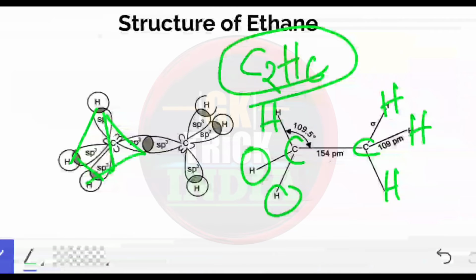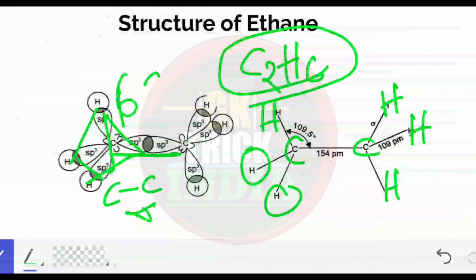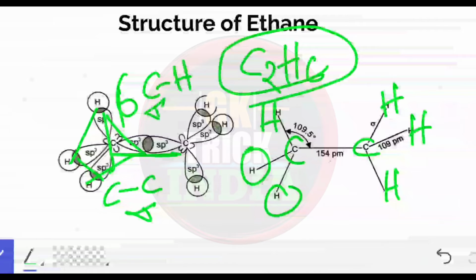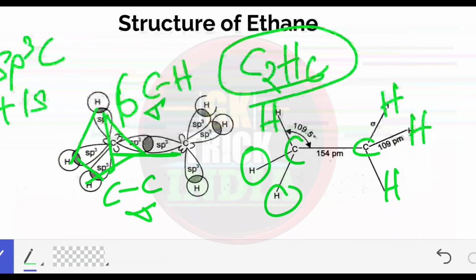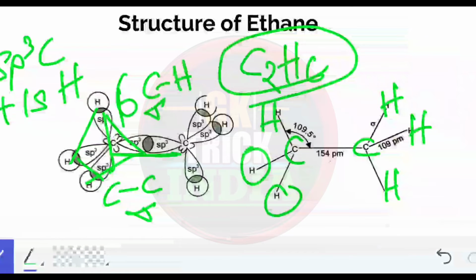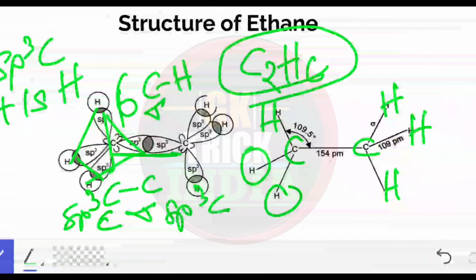An interesting fact here is that the carbon and the carbon are both attached by a C-C sigma bond, and they have 6 C-H sigma bonds. Alright, a C-H sigma bond is between an sp3 carbon orbital and the 1s orbital of a hydrogen atom, and here you have a C-C bond between sp3 carbon and sp3 carbon, maintaining a tetrahedral geometry of 109.5 degrees. Also, if you want to remember, the carbon-carbon bond length here is 154 picometers.